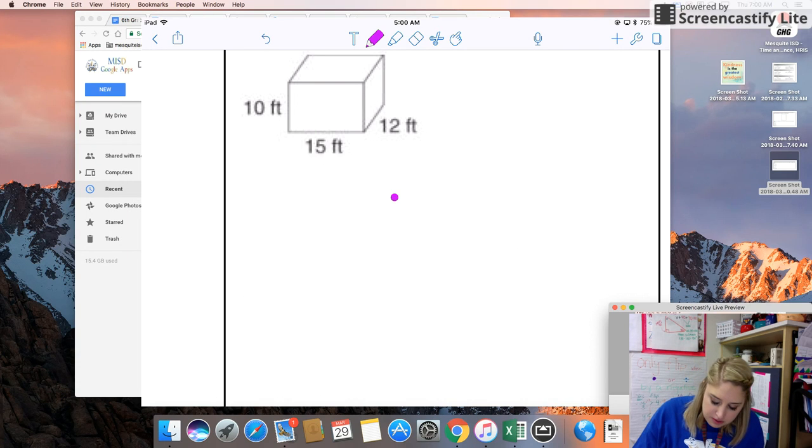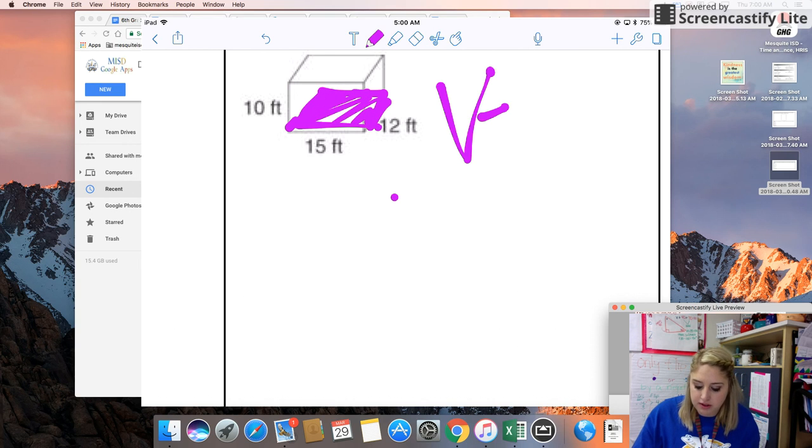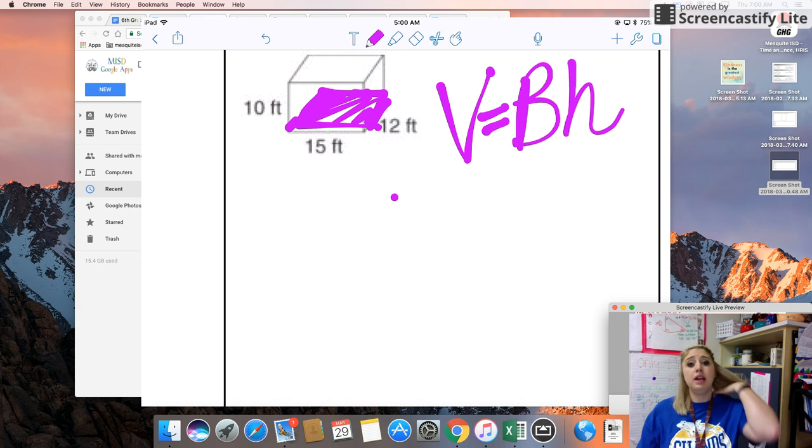What I want you to do is draw in this base here to show us that this is the bottom, and we're finding volume. So let's copy our formula. Volume equals the base times the height, where base is the area. So I have the area at the bottom in purple is going to be 15 times 12.